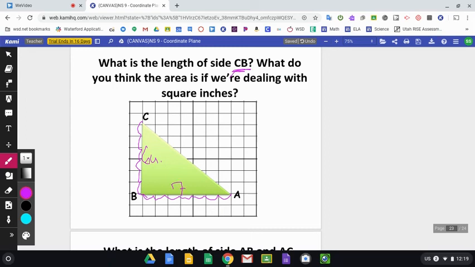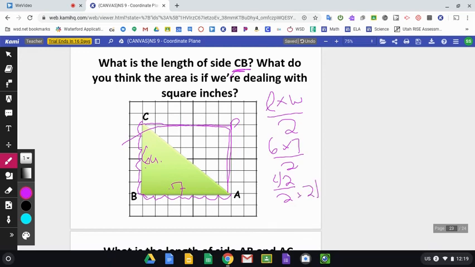Now, do you notice that this triangle is half of a bigger rectangle? If I put a point D in here. So what we have to do for triangles is we have to do length times our width and then divide it by 2. So 6 times 7 divided by 2, we would have, what's 6 times 7? 42, divided by 2. And we would get 21 units squared.